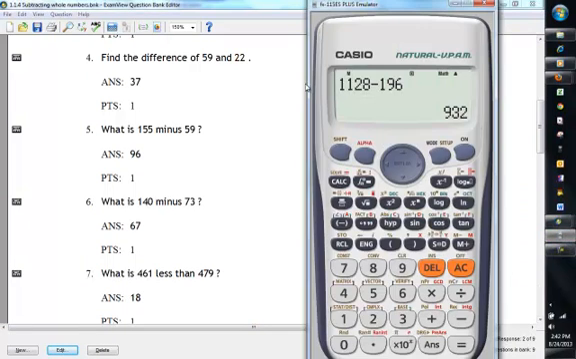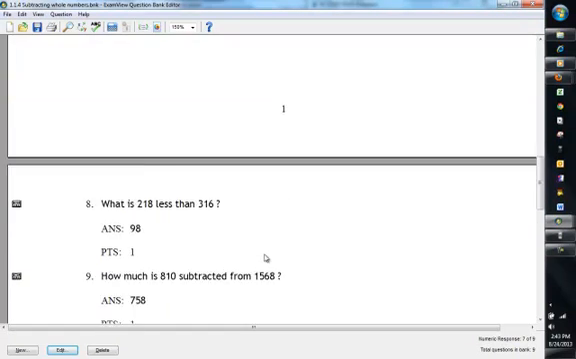Find the difference of. There is no than or to, so we do them in the order they are. 59 minus 22, and you get 37. 155 minus 59. 140 minus 73. What is 461 less than 479? So you start with the 479 because the than is a switch order word. 479 minus 461 is 18.